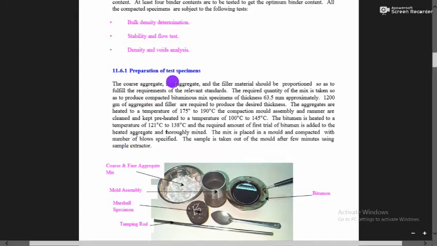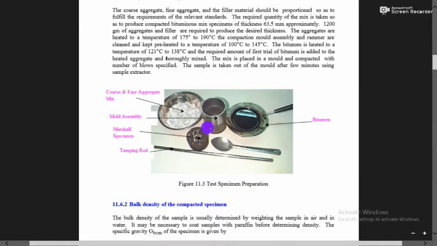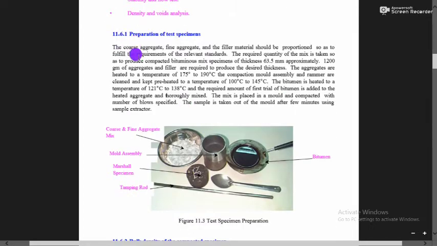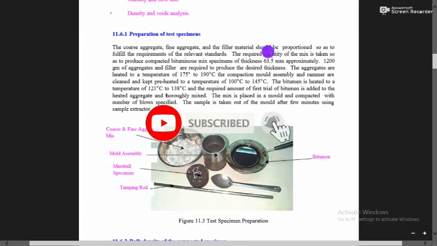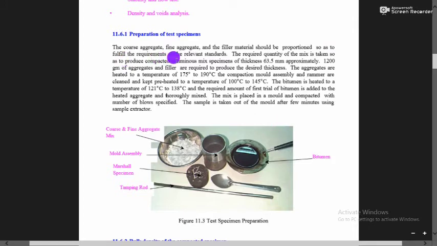11.6.1 Preparation of the test specimen. The coarse aggregate, fine aggregate, and filler material should be proportioned so as to fulfill the requirement of the relevant standards. The required quantity of the mix is taken so as to produce a compacted bituminous mix specimen of thickness approximately 63.5 mm. About 1200 grams of aggregate and filler are required to produce this thickness.